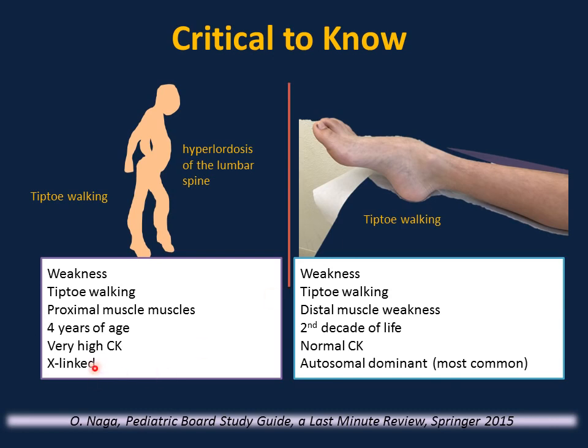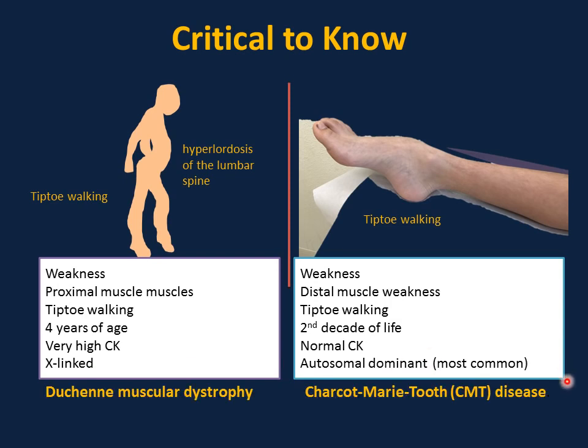The genetic inheritance here is X-linked. Here it is autosomal dominant. This is the most common inherited neuromuscular disease. It affects boys and girls. It is autosomal dominant, because of abnormality in myelination of peripheral nerves. They will present with wasting of the muscles in the legs. It also affects the muscles of the hand, but usually they start with the legs. Pes cavus, tiptoe walking, weakness, diminished reflexes.